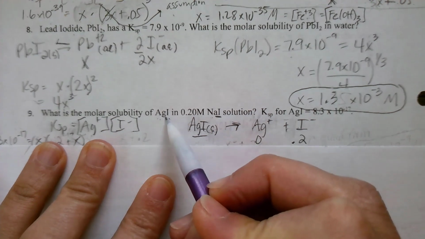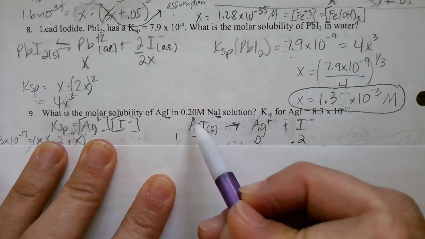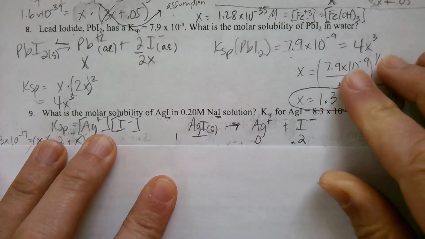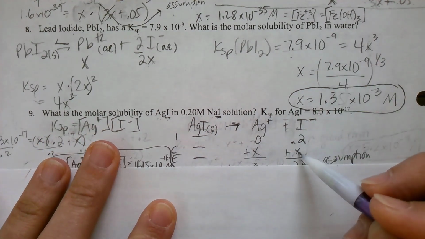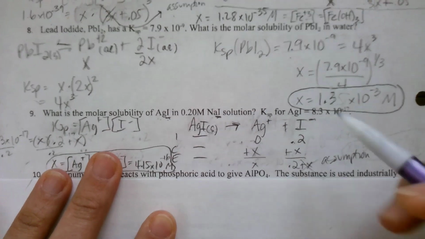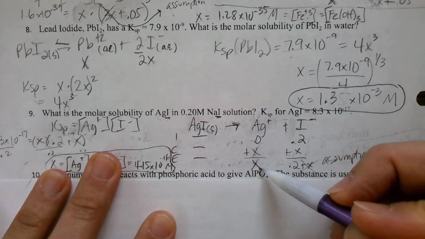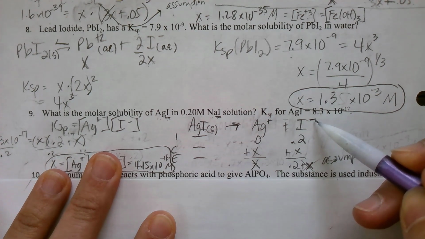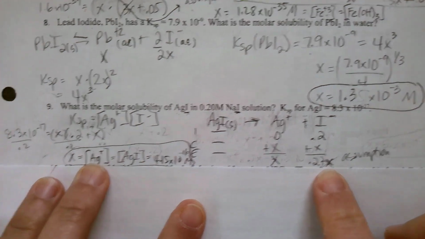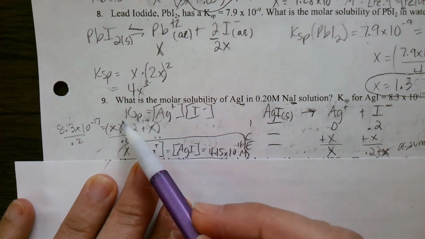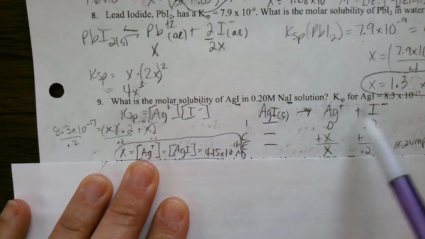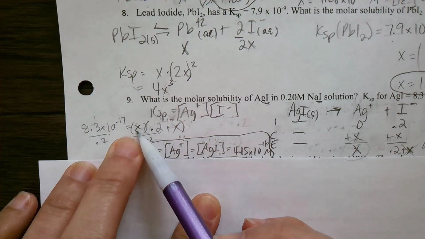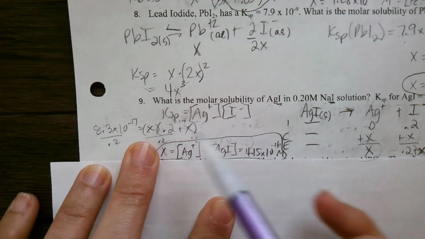So notice that iodide is a common ion, and I have 0.2 iodides initially instead of 0. So remember, I gain product, and so I would have X for my silver and 0.2 plus X for my iodide, and that is going to be thrown into my Ksp expression. Ksp is my products, Ag times I minus. So I'm going to put my Ag, which is my X, and my 0.2 plus X.